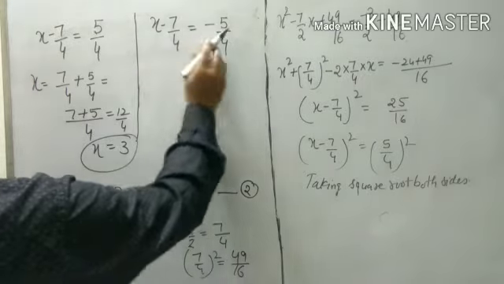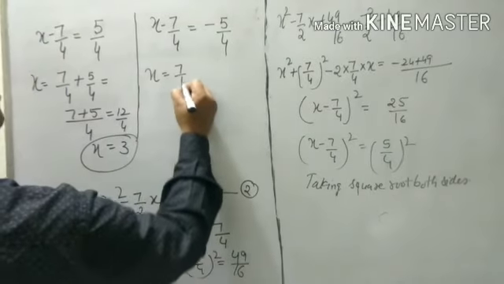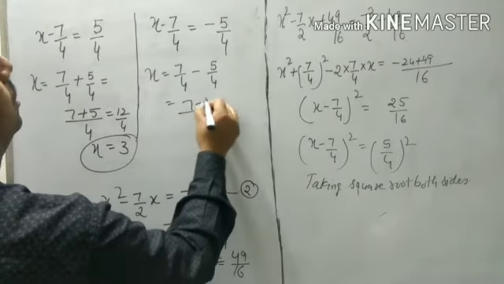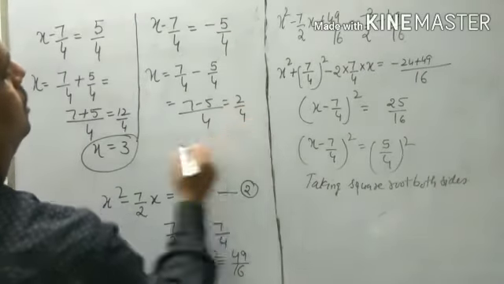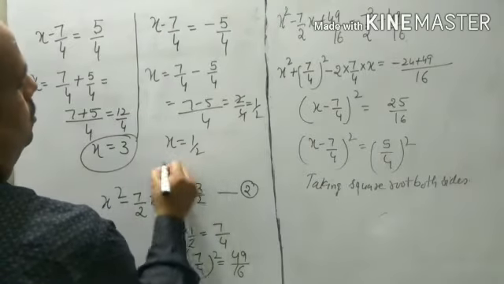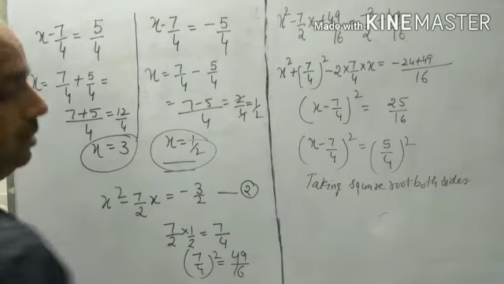Now we will transfer this value to this side. It will be 7 by 4 minus 5 by 4. 4 is the LCM. 7 minus 5 will be 2 by 4, which is 1 by 2. x is equal to 1 by 2. These are our two answers.